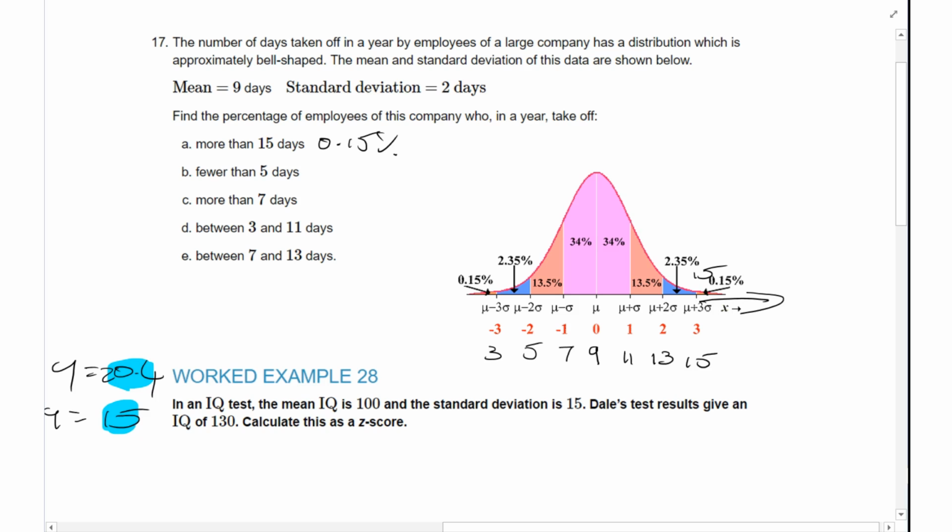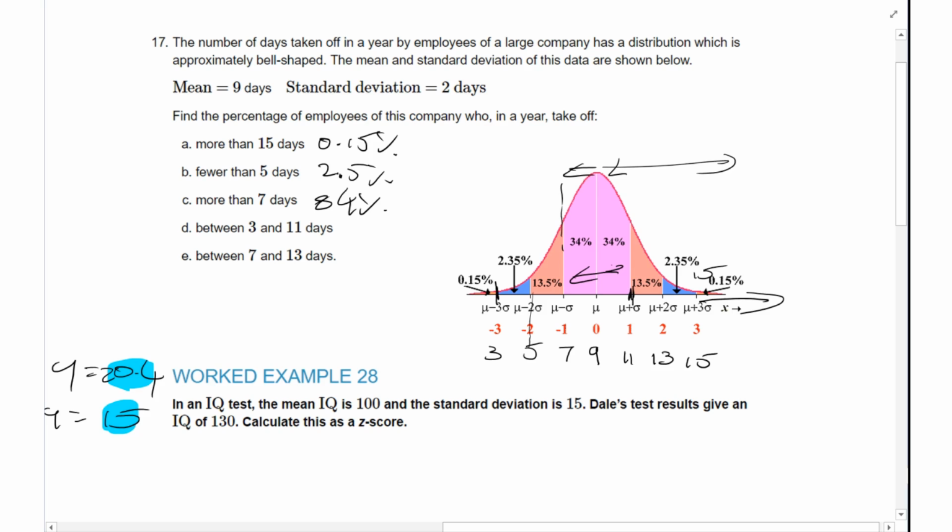Okay, fewer than 5 days, so I look at where 5 is, it's this point here. So it's going to be 2.35 plus 0.15, so that's 2.5%. Maybe I can do it more quickly. More than 7 days, so 7 days is here. We know that that's 50 and that's 34, so I'm going to have 84%. Between 3 and 11, so I'm going from this point here to, where's 11? 11 is here.